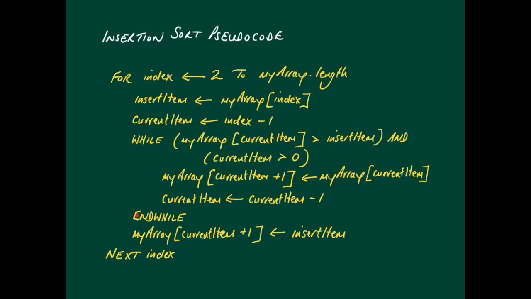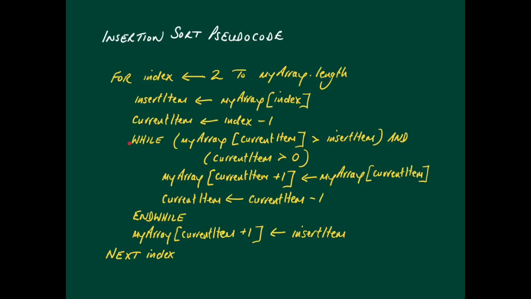And then we test, so we have a while loop, and we test to see if the array element at the current item position is higher than insert item, and the value of current item is greater than 0. Then while that's the case, we move the item at current item position up 1, and we decrease the value of current item. So it starts at 1, it changes to 0, etc.